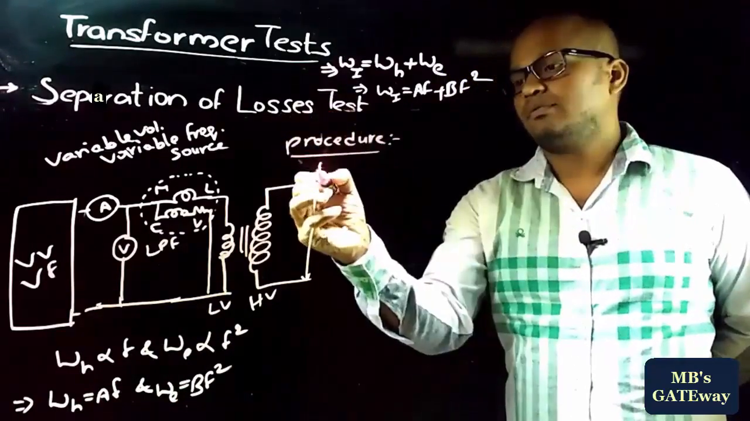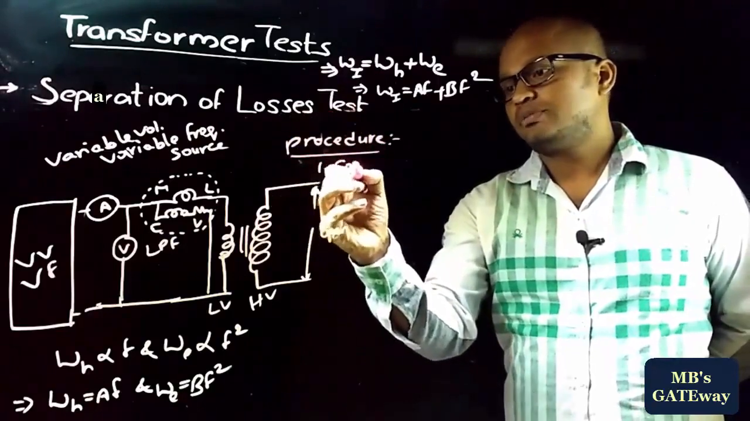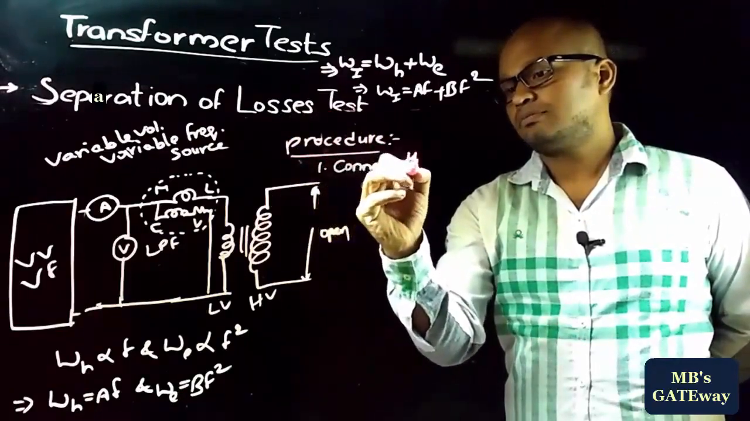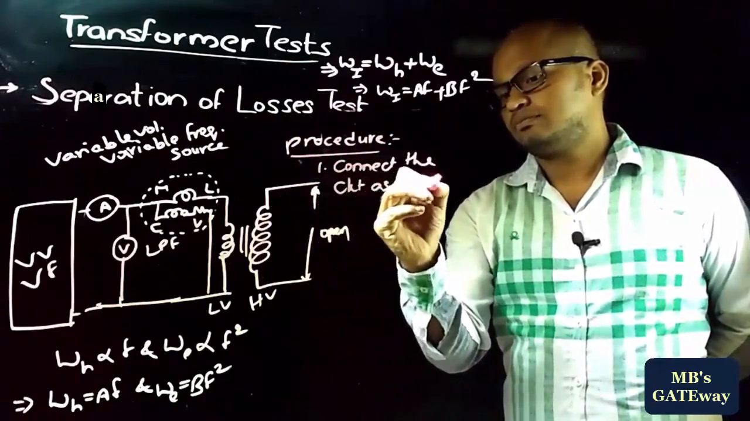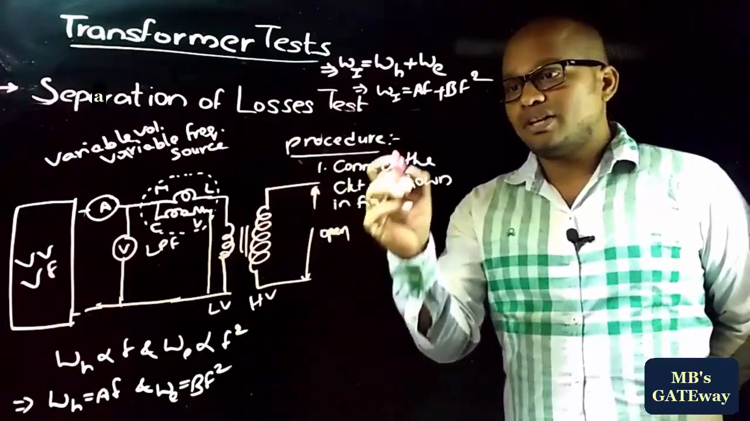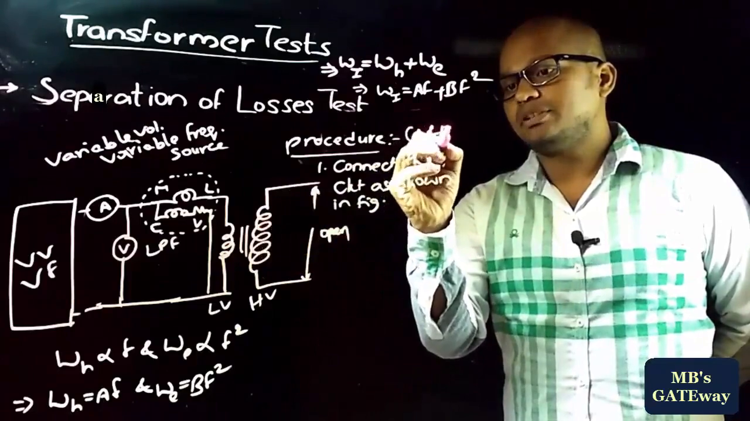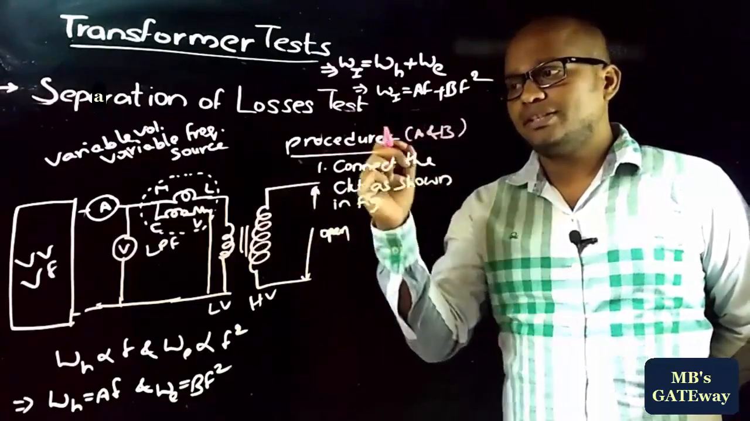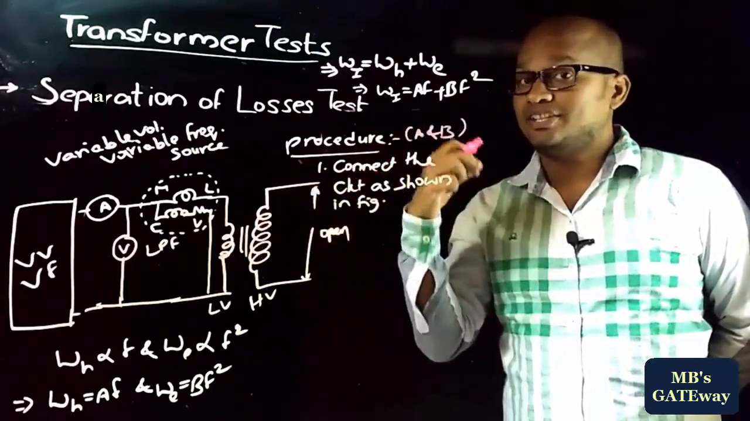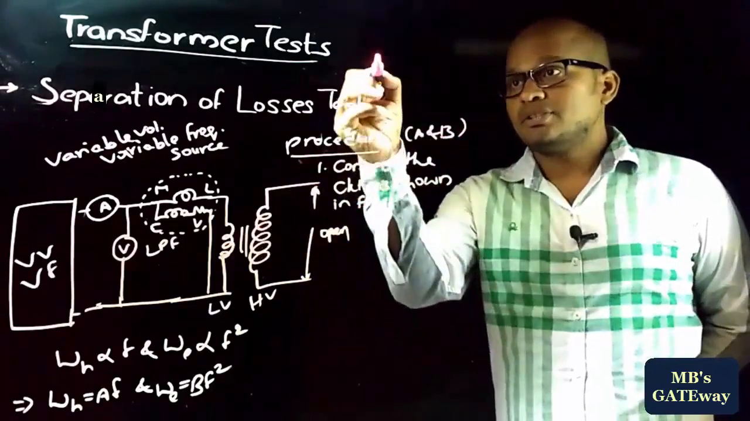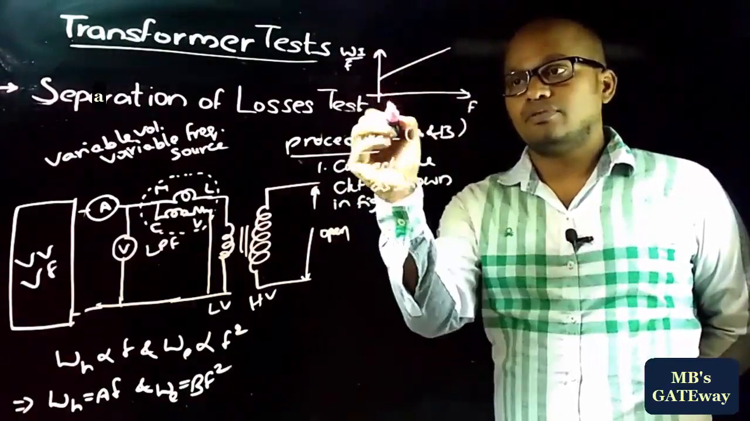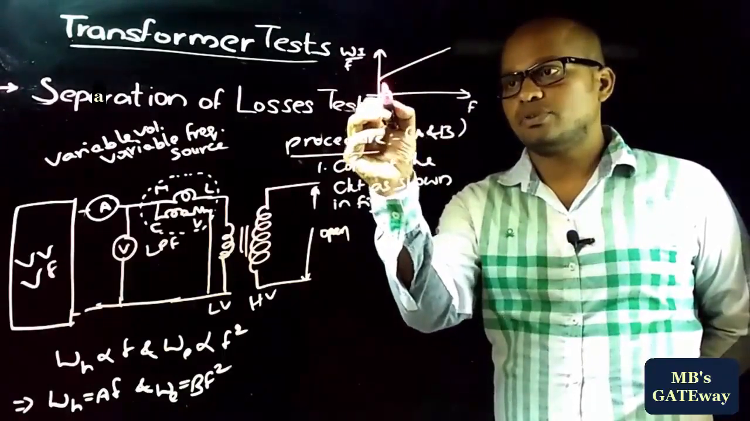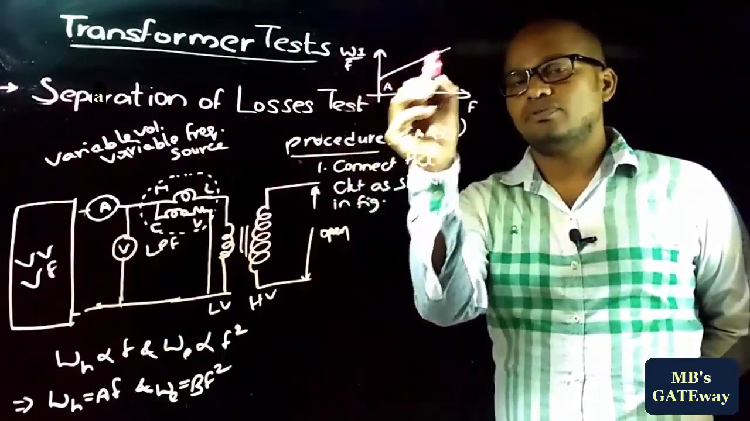Now let's see the procedure to conduct this test. First, connect the circuit as shown in figure. Here our aim is to find A and B, by which you can find the hysteresis losses or eddy current losses at any frequency. Means we need to obtain this graph. And when you obtain this graph, from origin to this point represents A and the slope of the line is B.